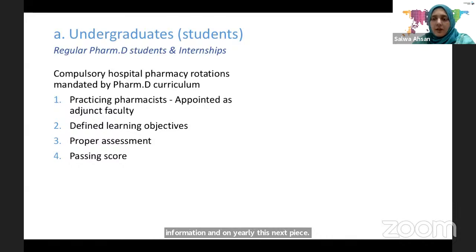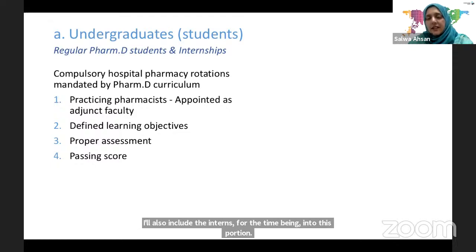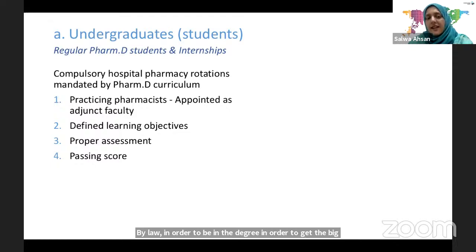So I'll be talking about our 3 tiers, just like I mentioned before. First is the undergraduate. These are students we are getting from our School of Pharmacy, and I'll also include the interns for the time being in this portion. By law, in order to get the degree, there has to be a compulsory hospital pharmacy rotation. So these students are coming in at a defined time period within their 5 years degree program.